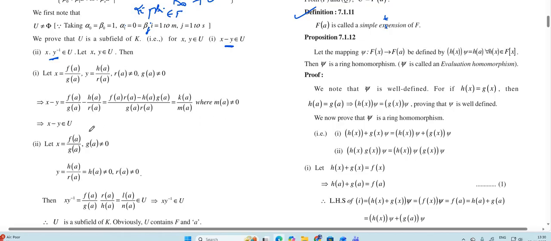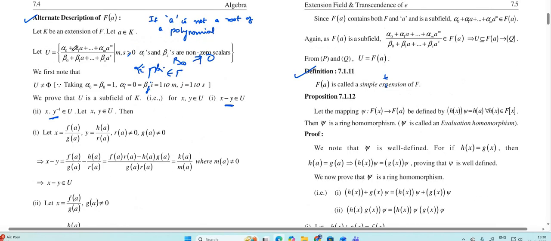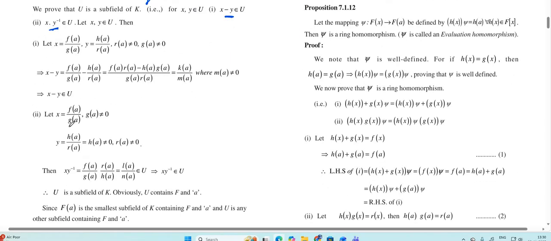So this x minus u y is a member of U because it is of the form required for it to be an element in capital U. Now we want to prove the second one. So we shall take x as this and y as this.